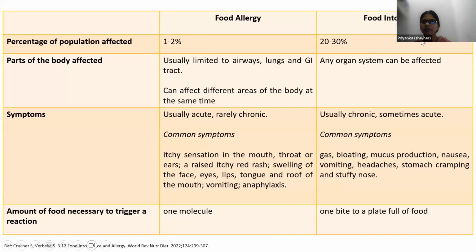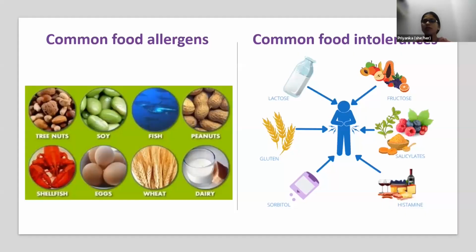Let's see what other differences there are between food allergies and food intolerances. Usually, food allergies are limited to airways, lungs, and GI, and can affect different areas of the body at the same time. In food intolerance, any organ system can be affected. Food allergy symptoms are usually acute, rarely chronic. Food intolerance symptoms are usually chronic, sometimes acute. And you can see common symptoms associated with food allergies and intolerances. The most important point is the amount of food necessary to trigger a reaction: one molecule can lead to a food allergy reaction, whereas one bite to a plate full of food leads to food intolerance reactions or symptoms.